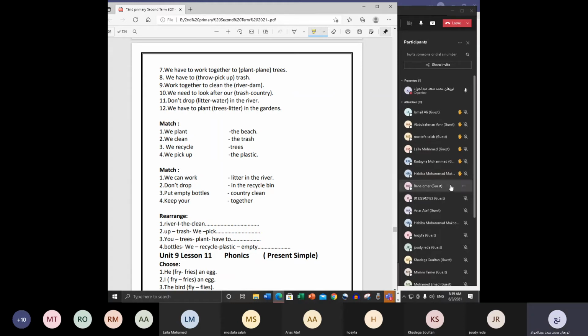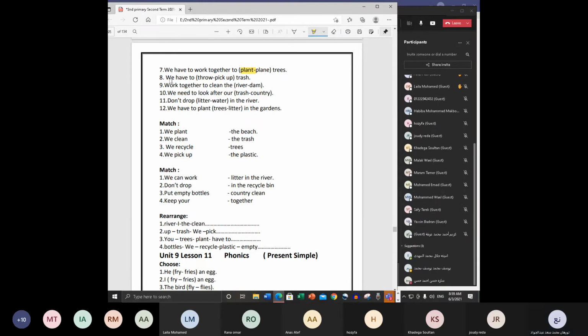Number 7. We have to work together to plant trees or to blend trees? Plant. Thank you. Plant equals grow.